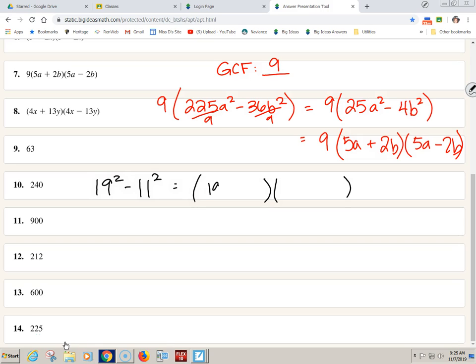Yes. What's 19 plus 11 times 19 minus 11? Well, hold on. Isn't that 30 times 8, which is 240? Yes. Good thing I was right. I went ahead and did my parentheses. So 19 plus 11 was 30, and 19 minus 11.